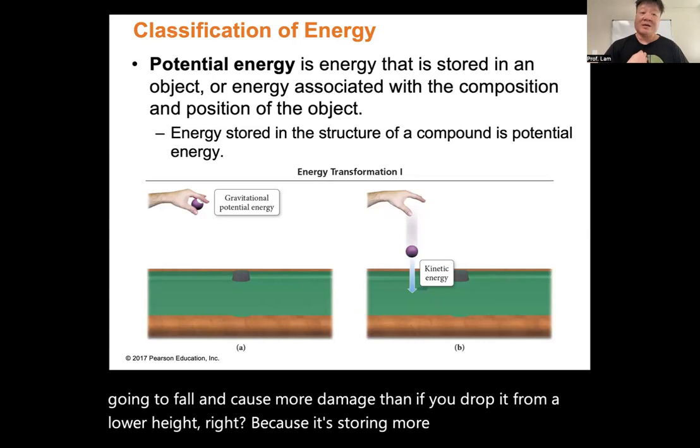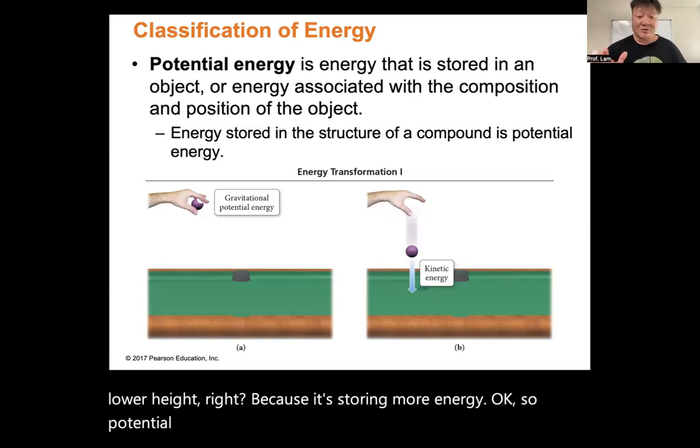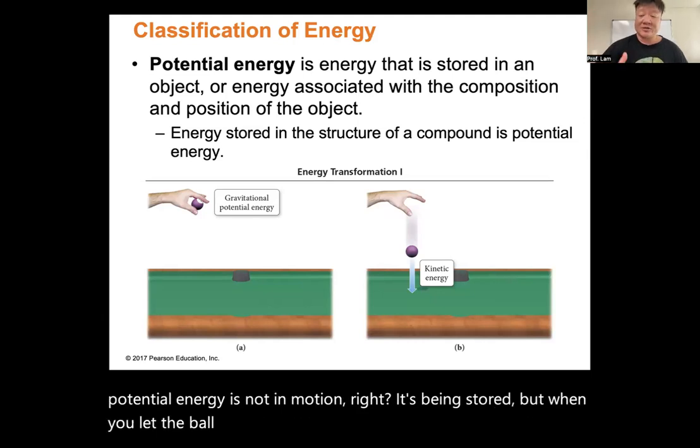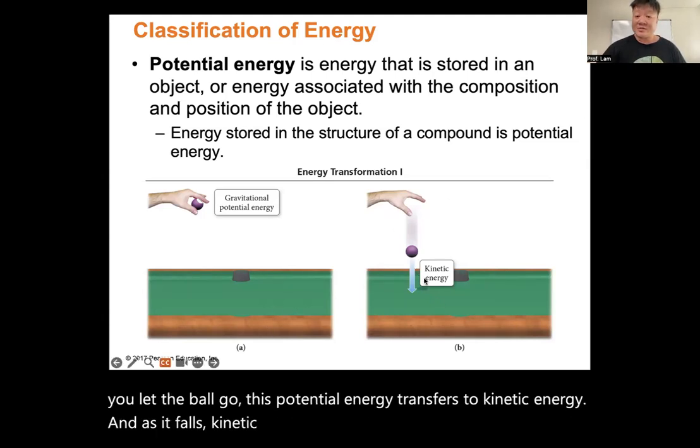Okay. So potential energy is not in motion, it's being stored. But when you let the ball go, this potential energy transfers to kinetic energy. And as it falls, kinetic energy increases and potential energy decreases.